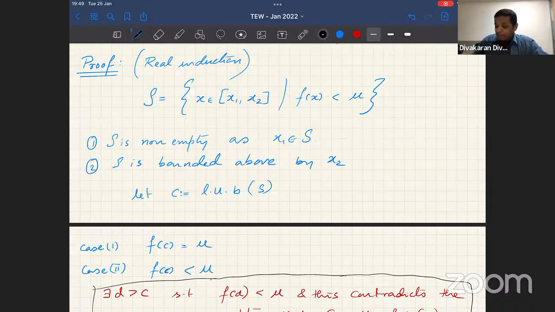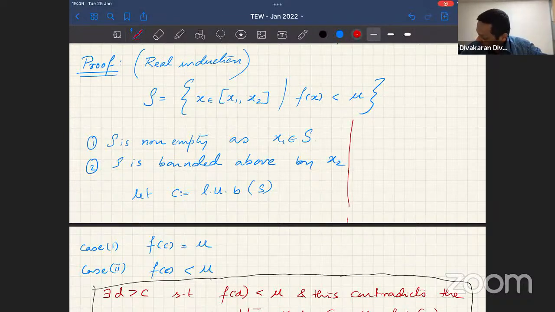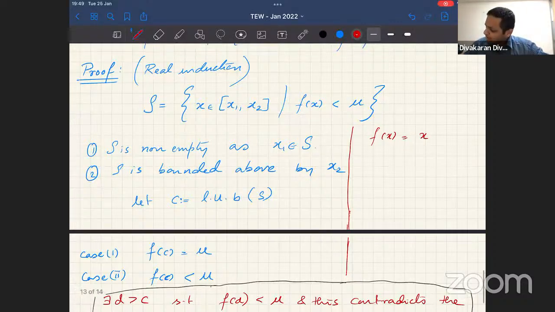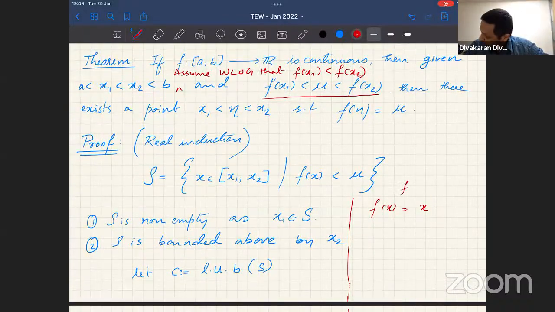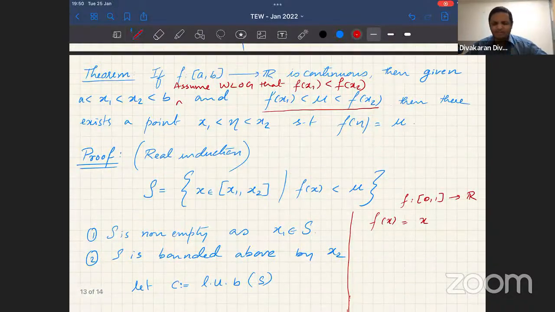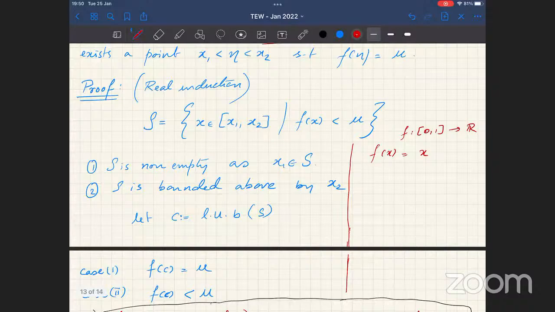Okay. In fact, this can happen, by the way. Let's try to see. You are saying that C can never be mu, right? I will show that that's not the case. Let's try to understand that. Suppose let us take the function f of x to be equal to x. Simple function, right? I'm going to take the interval 0, 1. So f is a function from 0, 1 to R, and f of x is equal to x. Let my x1 and x2 also be 0 and 1 for simplicity.